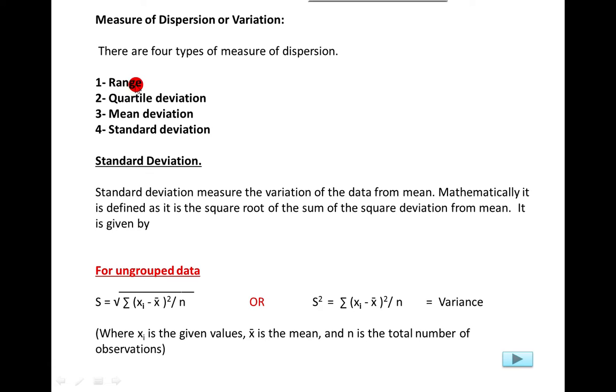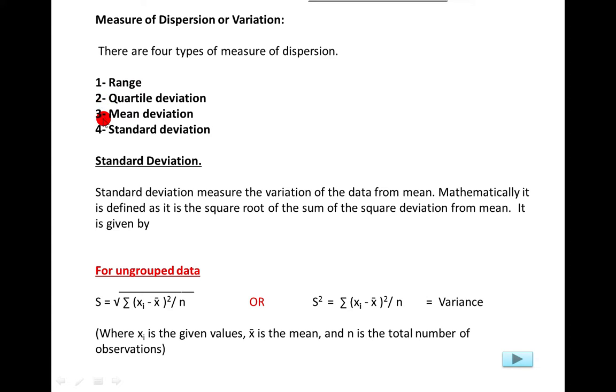The formula of the range is equal to, you know that, maximum value minus minimum value. You have used this formula, this range, in frequency distribution table. With the help of range, we find the range of the data, how dispersed the data is from minimum to maximum value.